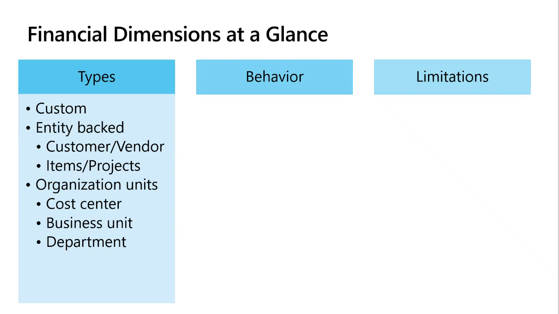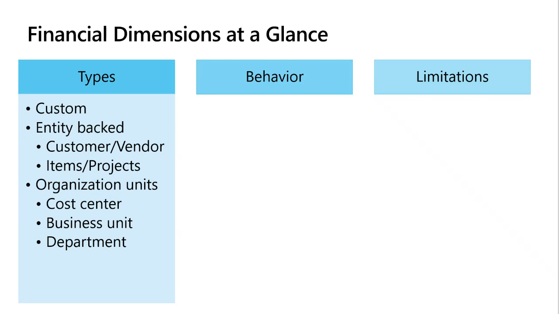Next is the entity-backed dimensions. These are dimensions that get their list of values from another source, such as an existing table in the system. Examples of this include things like customers, vendors, items, and projects. There are about 30 entity-backed dimensions available out of the box, and a developer can create custom extensions to create new entity-backed dimensions as needed.